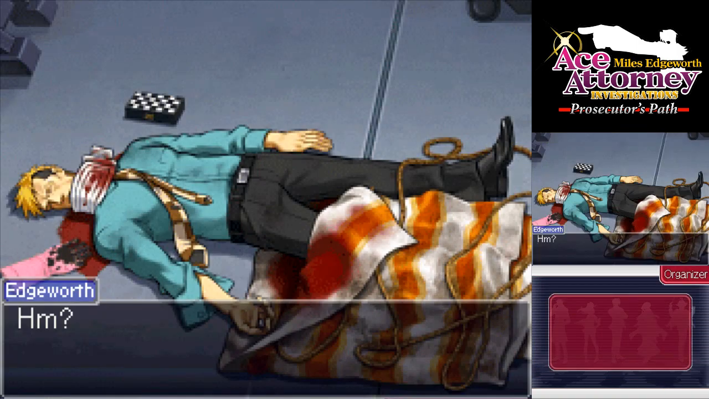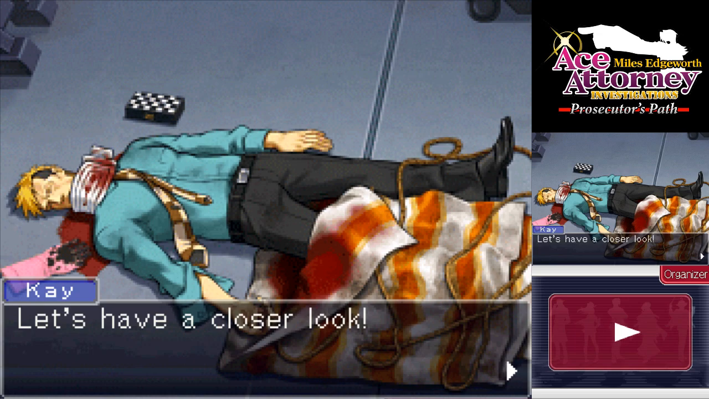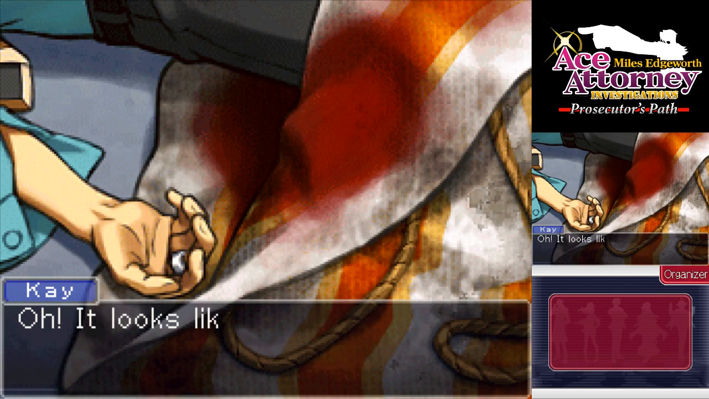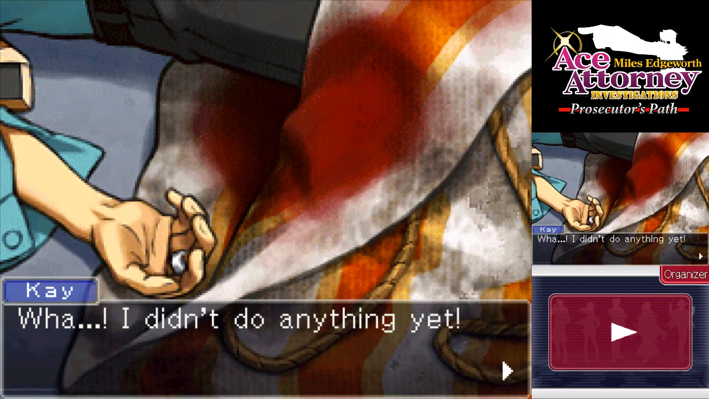Hold up, looks like he's holding something. There's something on his finger. Let's have a closer look. Oh, it looks like an expensive ring. Don't steal it. What? I didn't do anything yet.